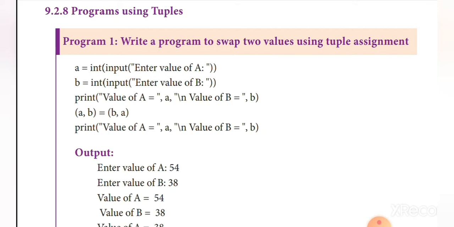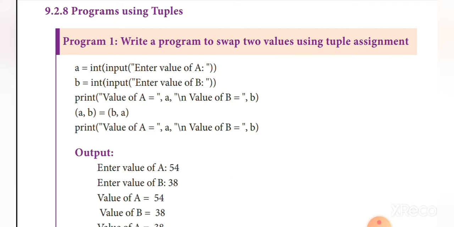In this statement we are using two functions, int and input. The input function is used to get a value from the user, and the int function is used to convert the string value into integer format. The next statement is b equal to int(input('Enter the value of b')). In this statement we get the value for b. Then we print the values of a and b. So before exchanging the values, what is the content?